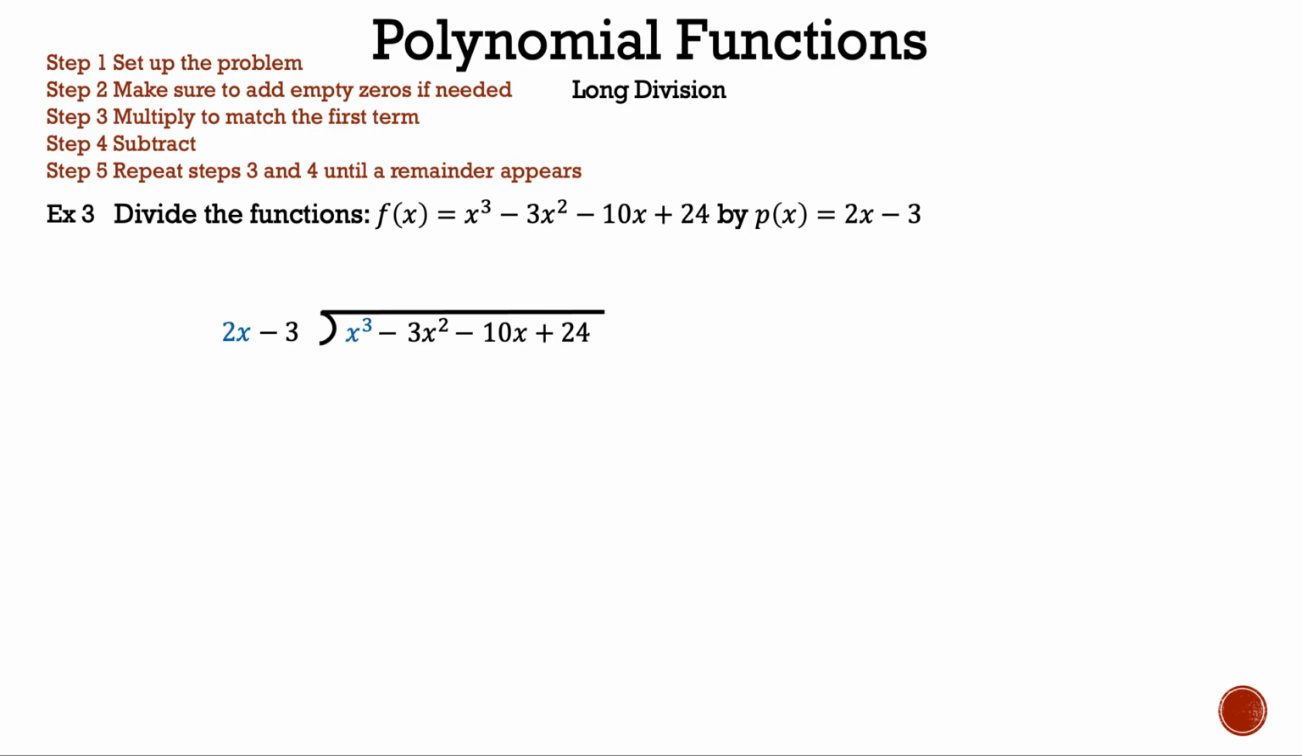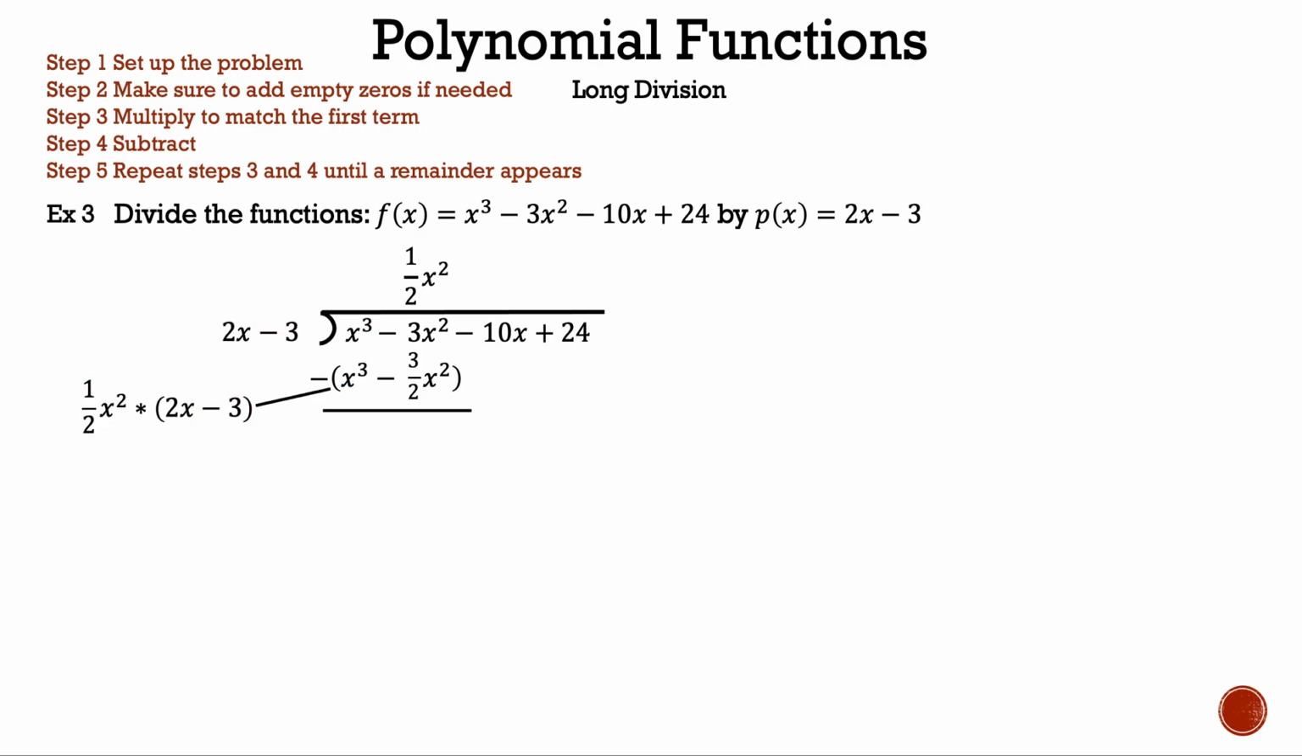Let's take a look at 2x and x cubed. We need to multiply 2x by something to get x cubed. What do we think that term is? That's correct, 1/2 x squared. Make sure to put 1/2 x squared above the same degree as our dividend. So now we need to multiply 1/2 x squared and the quantity of 2x minus 3, and the result, x cubed minus 3/2 x squared, goes under the dividend.